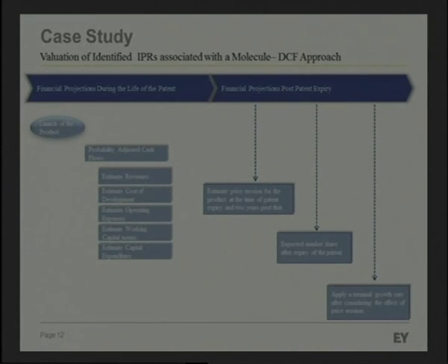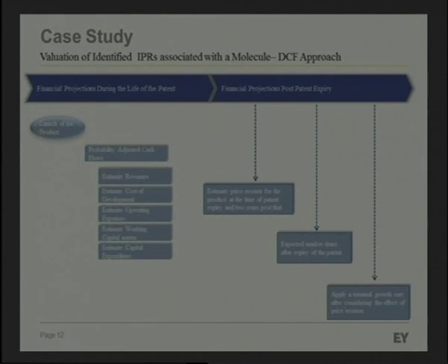there would be a price erosion in the product. The demand of the product would go down because there would be substitutes that would be available in the market. However, I would still have some value coming out of that. So over here, which says financial projections post patent expiry, the right hand side of the slide, we need to estimate the price erosion for the product at the time of patent expiry and maybe 2 to 3 years post that. And why do we do that?